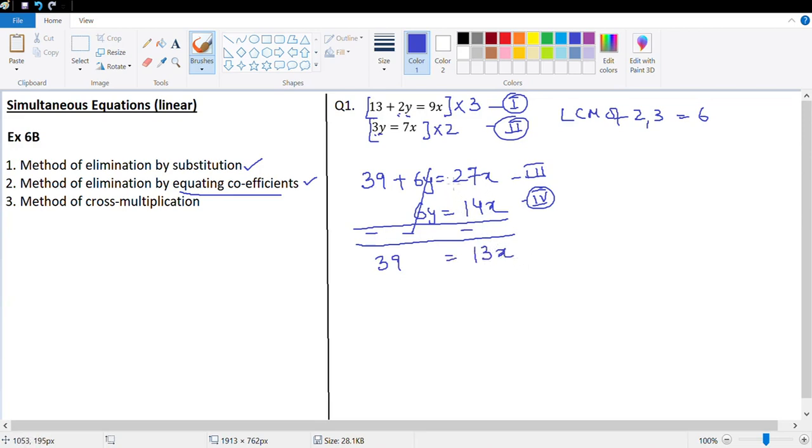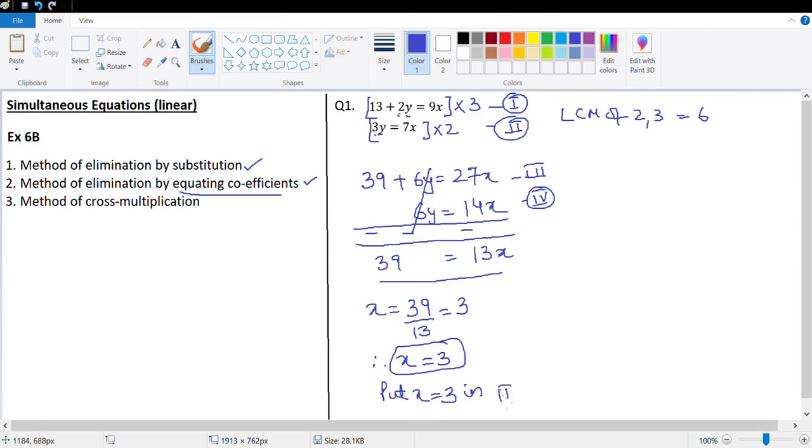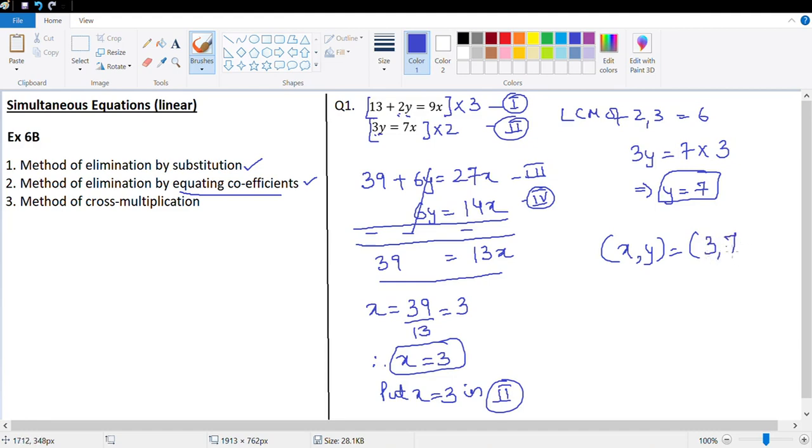So from two variables, because I subtracted, I am left with one variable, and this I can solve easily, which means x is equal to 39 upon 13, which is equal to 3. So therefore x is equal to 3. Now put x is equal to 3 in, let's say, equation 2, and what we get is 3y is equal to 7 into 3, which means y is equal to 7. So like we write the final answer in the set form, x, y is equal to 3 comma 7.